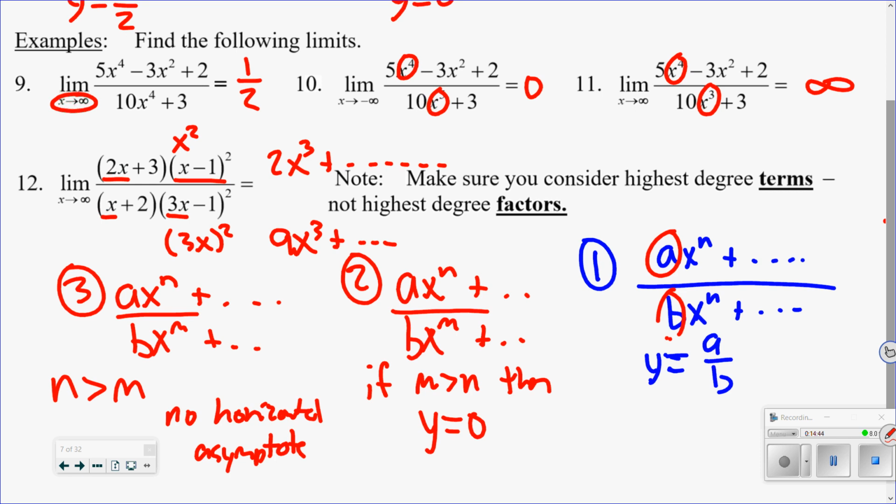Okay, now I'm comparing them. Hey, they've got the same power, x cubed and x cubed. So I just take the numbers in front. So the answer is going to be 2/9. So if it isn't multiplied out, you have to figure out what that first term would be if you were to multiply it out. So it's 2/9 is what it's going to get closer to. So that's just a quick side note. Be really careful with that. You're comparing the highest terms, not the highest factors.